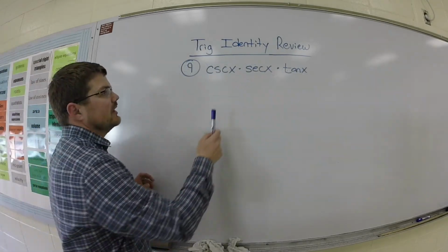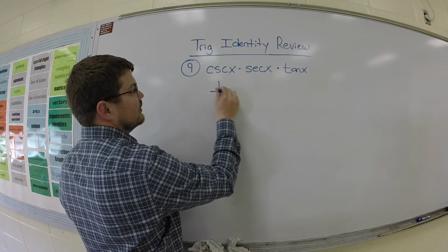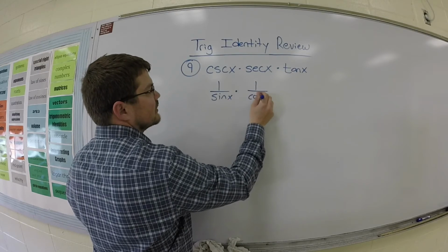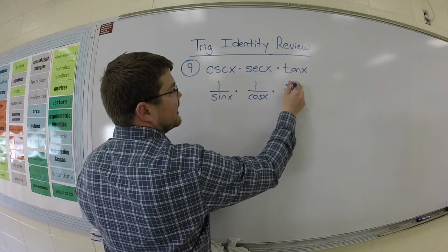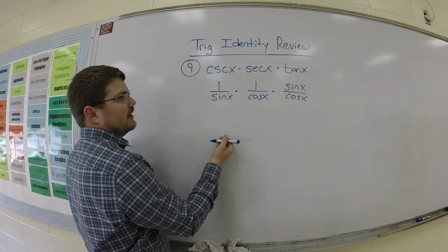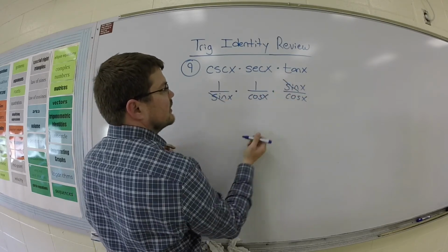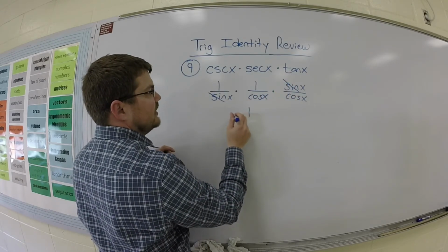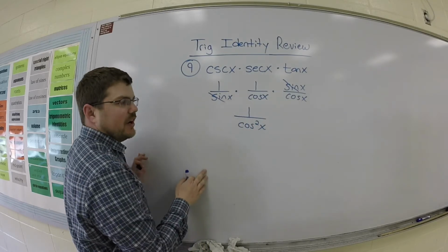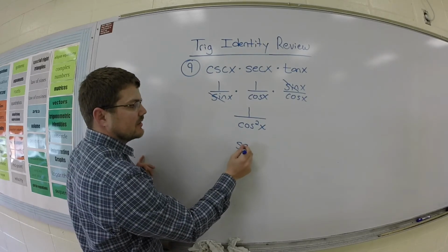Number 9, cosecant x times secant x times tangent x. Let's change all 3 of them. This is 1 over sine x times 1 over cosine x times sine over cosine x. If you look diagonally, we can cancel these sines. And so I have 1 over cosine squared. 1 over cosine is secant, so 1 over cosine squared is secant squared.